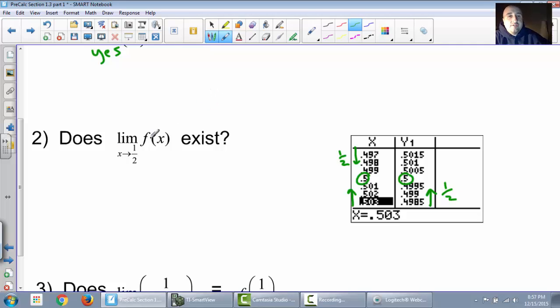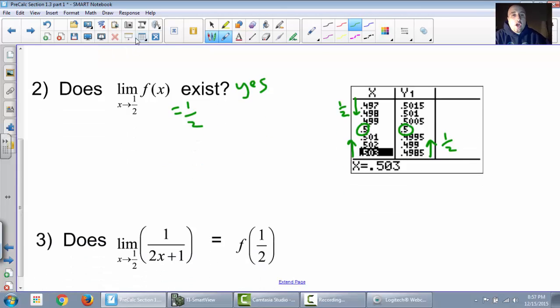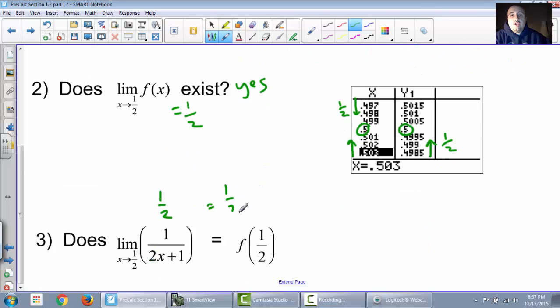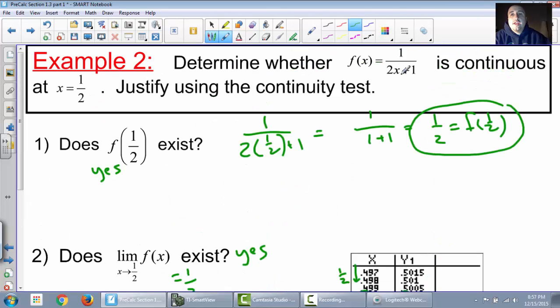So does the limit of f of x exist? Yes. It's equal to 1/2. So the limit as x approaches 1/2 is equal to 1/2. 0.5 is equal to 0.5. So it works. As long as parts 1 and 2 are equal to the same thing, part 2 was equal to 1/2 and part 1, f of 1/2, was also equal to 1/2, you know that this graph is continuous at x equals 1/2. Yes. Okay, so let's look at the graph.